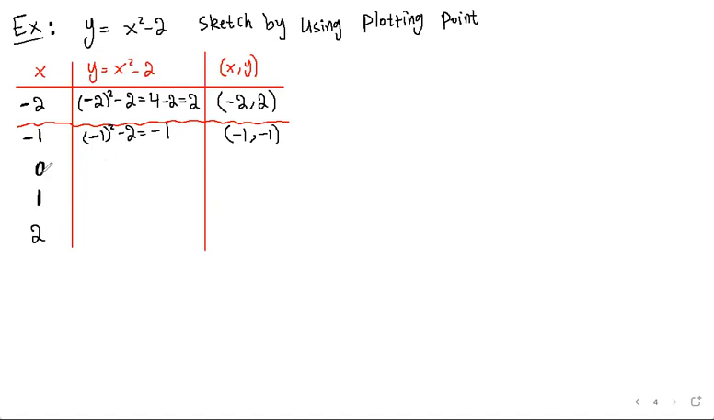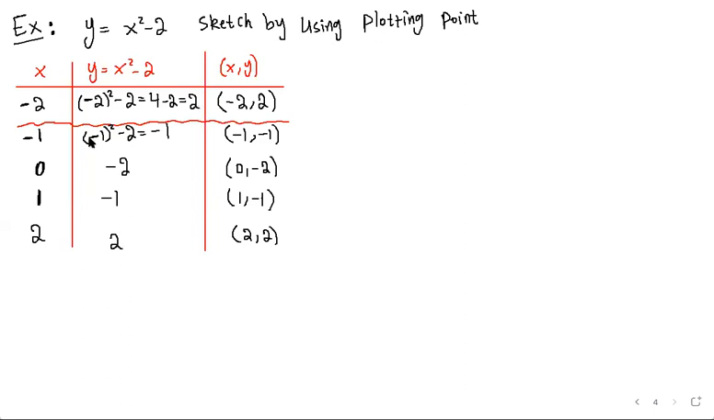For the 0 it's easy. 0 squared is 0, minus 2. So it's -2. We plug it inside. So the point is 0 and -2. For the 1, it's -1 again. And for the 2, 2 squared is 4, minus 2 is 2. So the point is 2, comma 2.